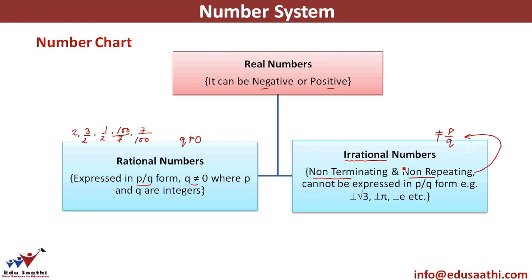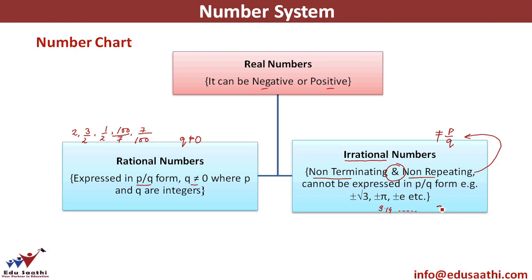A point to notice, it is non-terminating and non-repeating. It is not non-terminating or non-repeating. Both the conditions have to be satisfied. Some examples of these kinds of numbers are pi. Pi is what? 3.14, and it goes on and on and on. It cannot be written in the form p by q.